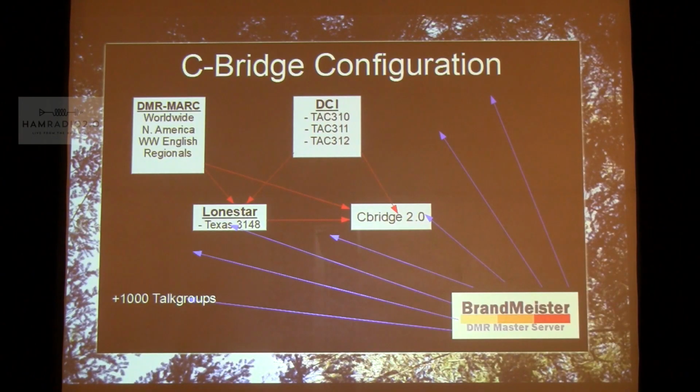When Brandmeister came around, they basically did the same thing, except that they put all 51 statewide talk groups on their servers. They have what's called a master server, which does exactly the same thing a CBridge does. There's a few nuances here and there. Some of them will do this and some of them do that. There's a big difference, and this is true across every network, between what the technology will do and what the administrators are willing to do.